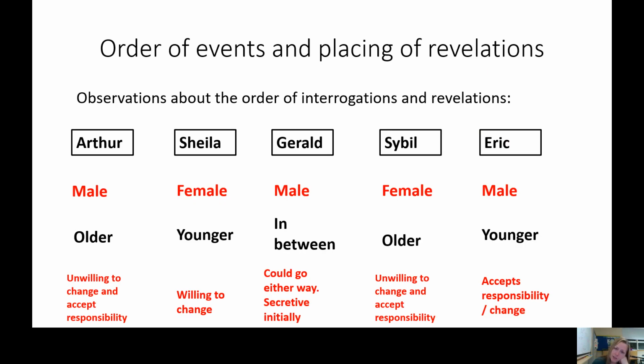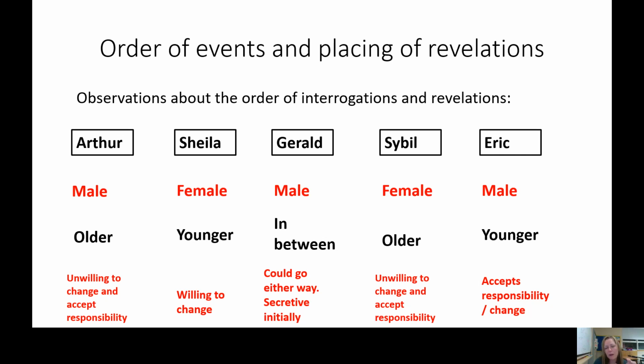Okay, some other things to think about in terms of the order of events. Sorry, it might look like a little bit of a jumble, so I'll just talk it through. Just some observations. Remember, I keep talking to you about the importance of just noticing things. So if we look at the order of events and the revelations, the order of interrogations goes Arthur, Sheila, Gerald, Sybil, Eric. So really straightforward: male, female, male, female, male. And then it goes older generation, younger generation, Gerald kind of in between, getting into his 30s, back to the older generation, back to the younger.